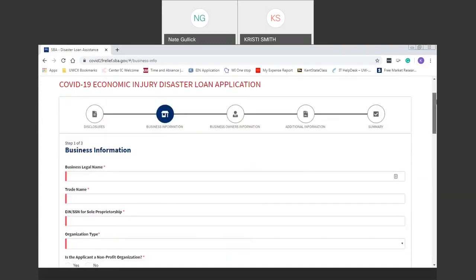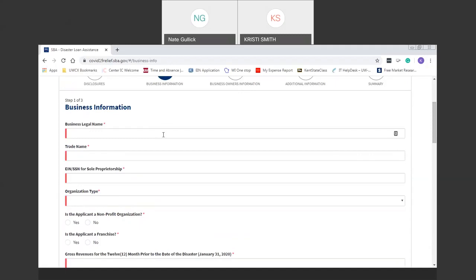So here on this page, we start by putting in the business legal name. If this is a sole proprietor or a disregarded limited liability company, at this point I'm recommending that you put in the legal name of the person.